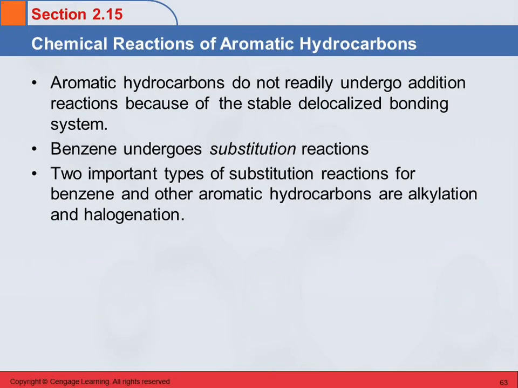Chemical reactions. Because of that delocalized bonding, those aromatic rings are very stable. And so they're not going to undergo addition reactions, because that would involve breaking up that ring. And so those don't happen. But they do undergo substitution reactions. And there are two important types we're going to talk about, alkylation and halogenation.